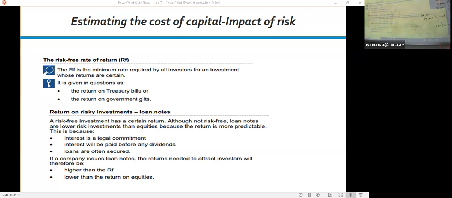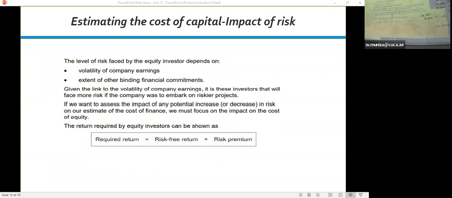Loan is often secured. If the company issues loan notes, the returns needed to attract investors will be higher than the risk-free rate of return, lower than the return on equities. So the level of risk faced by the equity investor depends upon the volatility of the company's earnings and the extent of other binding financial commitments. Given the link to the volatility of the company's earnings, it is these investors that will face more risk if the company was to embark on riskier projects.